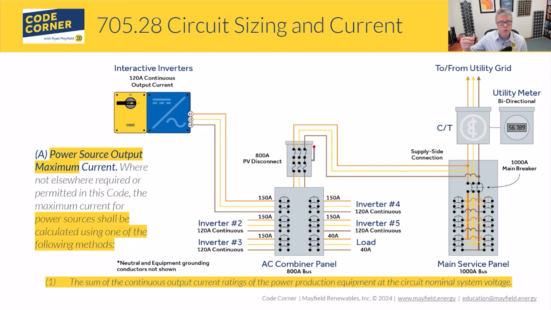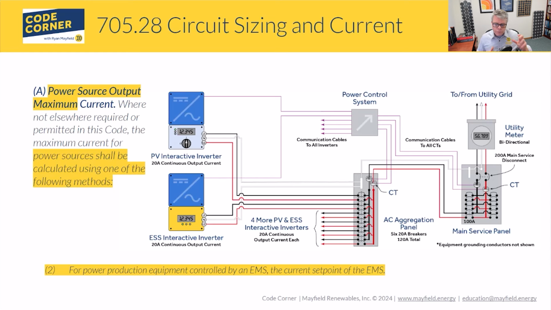Number two in 705.28(A) talks about if you're controlled with an energy management system. Step back, we've done some Code Corners, some content around 705.13 energy management systems. I encourage you to take a look at some of that. 705.13 gives us the ability to use energy management systems to control the output of our power production sources, as well as the loads. But in this case, to define the maximum circuit current, if you are using an energy management system, it would be the set point of that energy management system.